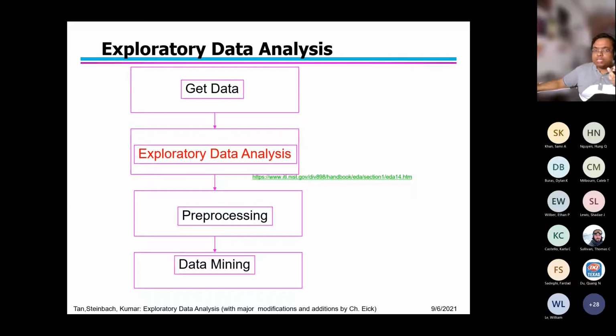Then once you have seen that, you start cleaning the data and pre-processing the data. And then finally, you start to extract what knowledge can be extracted from the data. One of the things is that you generally don't do data cleaning or data pre-processing before doing some sort of exploratory data analysis. The reason for that is sometimes the data is just wrong.